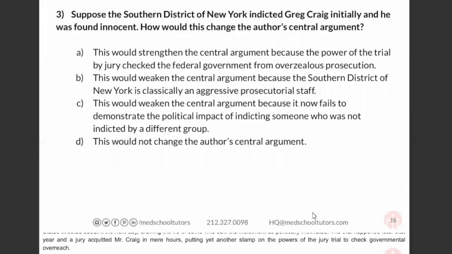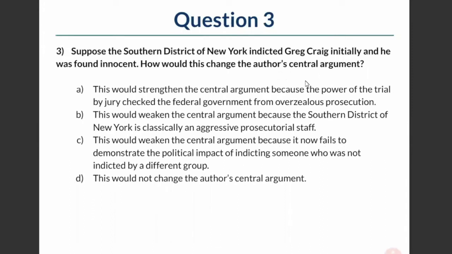All right, let's look back at the question. It now fails to demonstrate the political impact of indicting someone who is not indicted by a different group. So this is really exactly what the passage was describing, the political impact of indicting someone who is not initially indicted by the Southern District of New York. Now, if we change that so that the Southern District of New York initially did indict Greg Craig, well, we lose our argument a bit there. So C is really standing out as the best possible answer choice. The author's argument would be weakened because he would no longer be able to make that point, demonstrating that there is this significant political impact when someone is indicted who is not originally indicted by a different group.